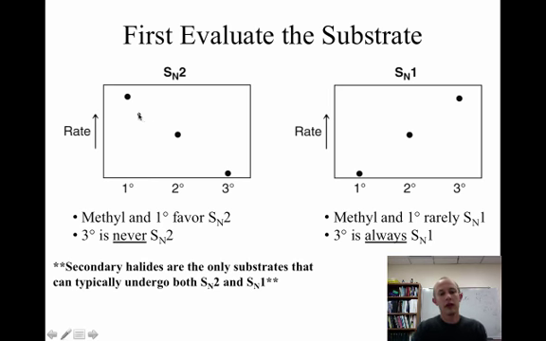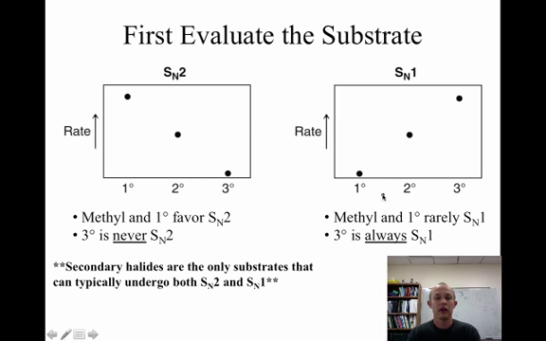Okay, so if we were to graph the rate as a function of substitution, remember for the SN2 reaction, as substitution increases, the rate goes down, right? Primary is faster than secondary. Secondary is much faster than tertiary. So we can say that methyl and primary favor SN2 reaction. So if you see a methyl halide or primary halide, then it's a good bet that's an SN2 reaction. If you see a tertiary halide, you can exclude SN2 reaction because we know those cannot undergo SN2 displacement.